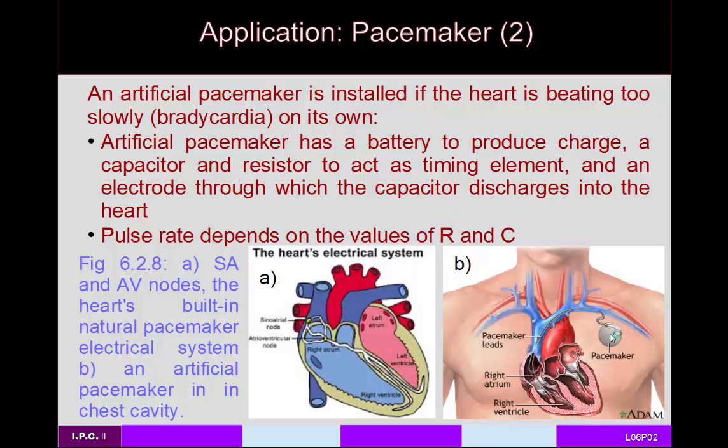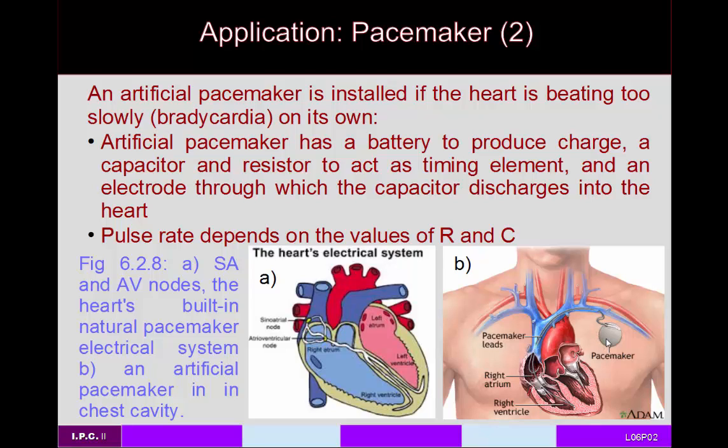What it does is it has a battery inside, and it has a capacitor and a resistor which act as a timing element. And then there's a little electrode that they pass through a vein into your heart, basically to where your AV node should be, and it replaces the functioning of the SA and AV nodes and sends electrical discharges through this little wire into your heart.